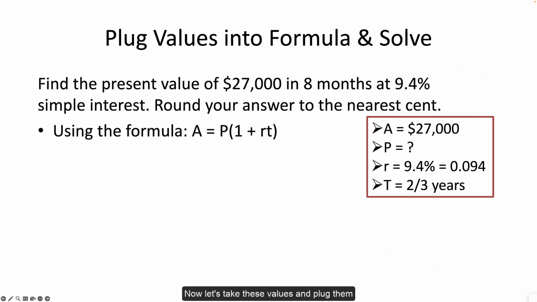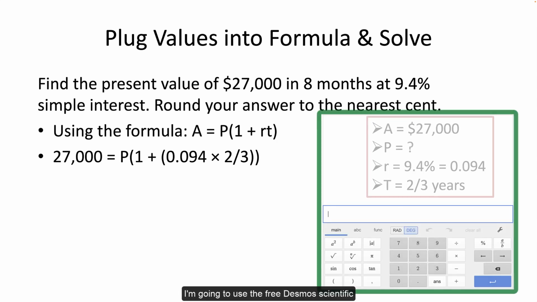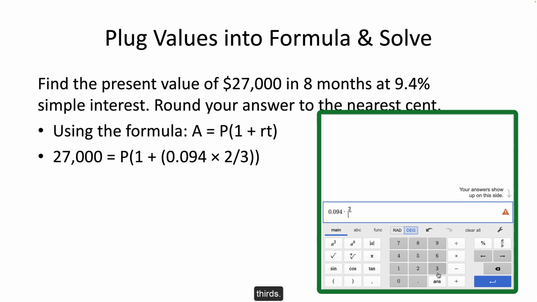Now let's take these values and plug them into our formula, then solve for P. In this case, we'll have 27,000 is equal to P times the quantity 1 plus the quantity 0.094 times 2/3. Let's use our calculator to simplify the math on the right-hand side. I'm going to use the free Desmos scientific calculator, which you can find a link to in the description of this video. Let's take 0.094 and multiply by 2/3.